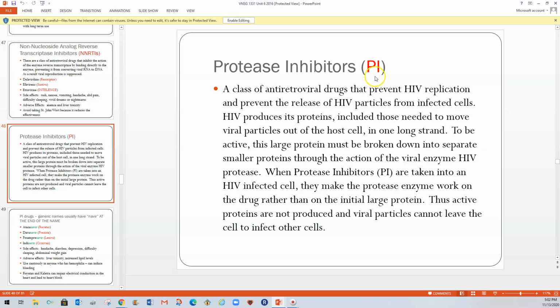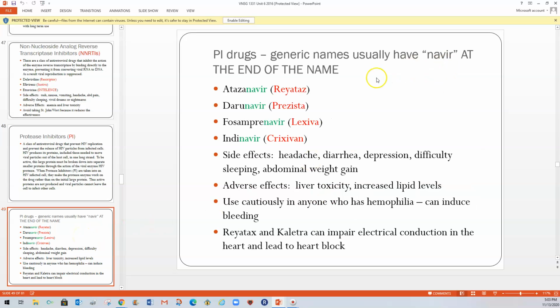Protease inhibitors. They prevent the replication and prevent the release of the HIV particles from infected cells. HIV produces its proteins. To be active, this large protein must be broken down into separate smaller proteins, and that would inhibit that. PI drugs end in navir. Side effects.